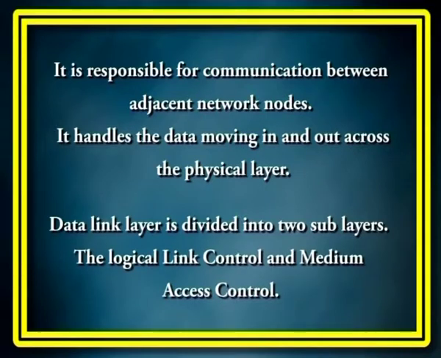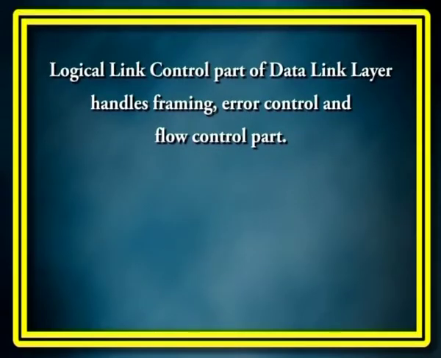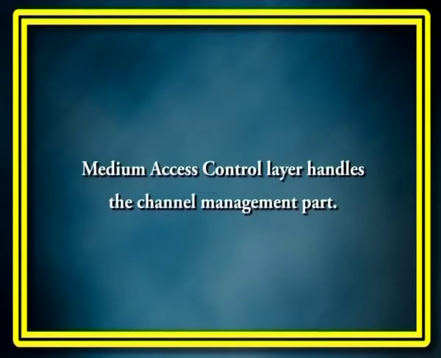The data link layer is divided into 2 sub layers, the logical link control and medium access control. The logical link control part of the data link layer handles framing, error control and flow control, whereas the medium access control layer handles the channel management part. Now we will discuss the framing, error control and flow control part of the data link layer. First, we will start with framing.